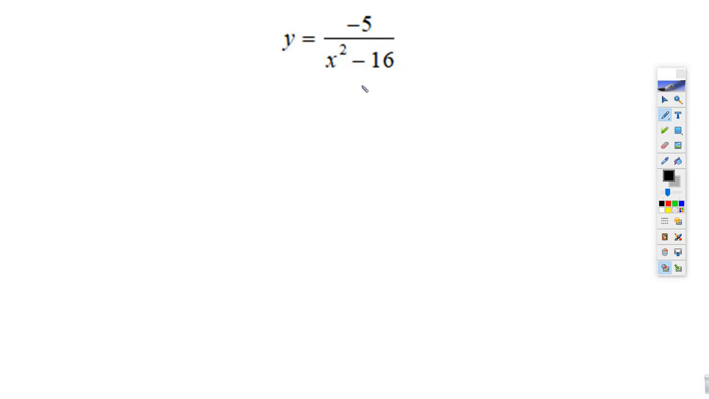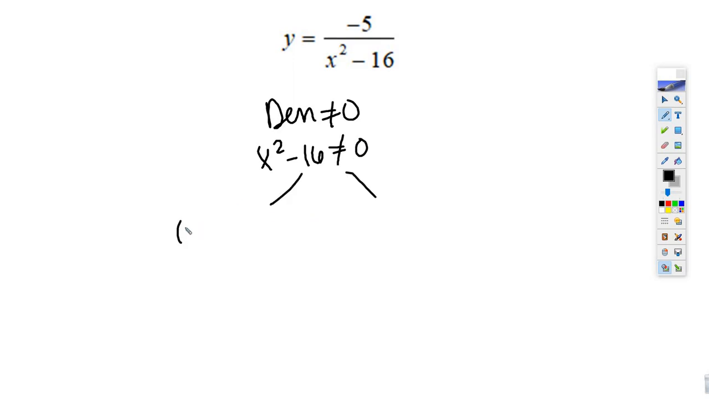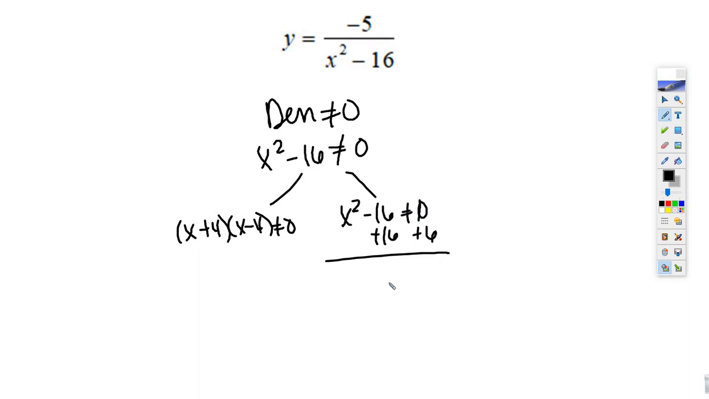I don't even have a radical in this problem, so I don't even have to do the radicand part. I'm going to do just the denominator because the denominator can never be 0. So x squared minus 16 cannot be equal to 0. So you can do this one of two ways. You can factor: x plus 4, x minus 4 cannot be equal to 0. Or you can use the square root property and add 16, and we get x squared is equal to 16.